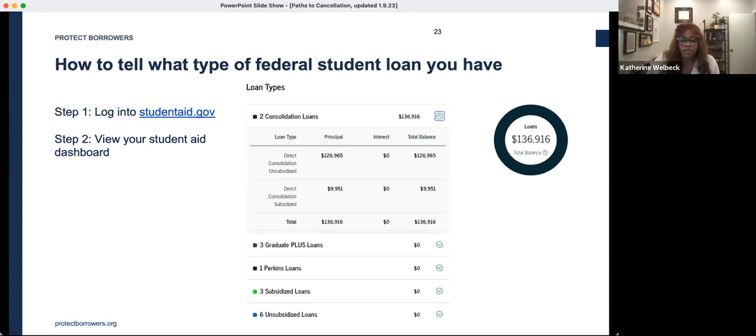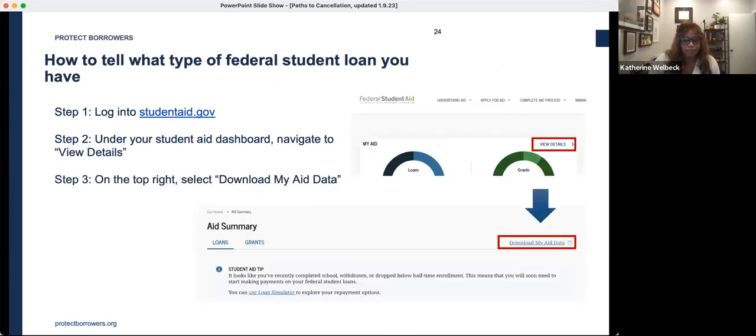For a more granular list, you can also download your loan data, and you can see on this slide how to navigate to your data. Now on the dashboard that lists your loans, you can see the current balance and that there are little arrows that break down the loan types you have. Here you can see that this person already consolidated their loans and they already have direct loans. So once you're on this page, you'll be able to tell which type of loans you have. And you can see the other categories listed here as well, like Perkins or Grad Plus loans. And certainly, if you download your aid data using the instructions from the last slide, you'll be able to see which ones are direct and which ones are not direct.